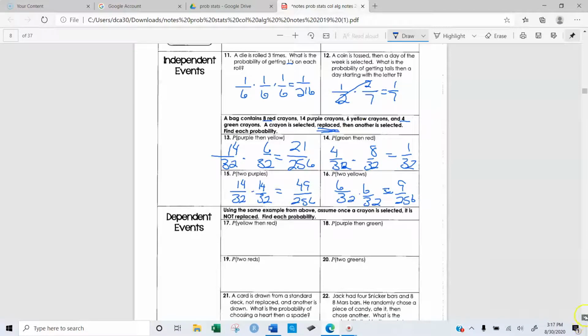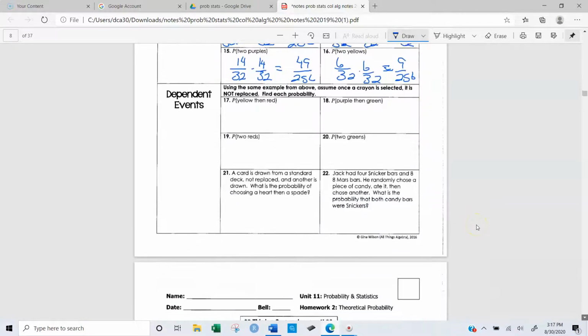And on the next one, the part that's nice about this one here is the crayon is selected. It is not replaced, which tells us these are dependent. So the same colors. We're looking at a yellow, then a red. So you have 6 out of 32 yellow because they're all there. Then when you choose your red one, I have 8 red ones, but now there's only 31 in the bag. So that changes my odds here because they are dependent. Type that in, you get 3 out of 62.